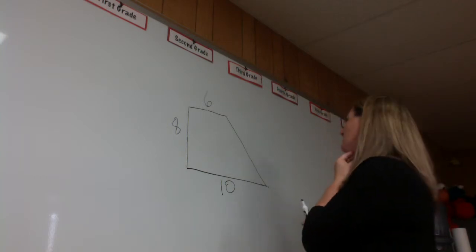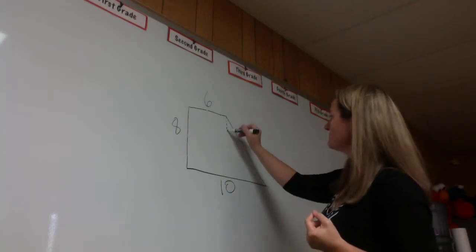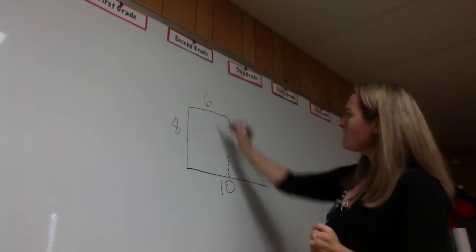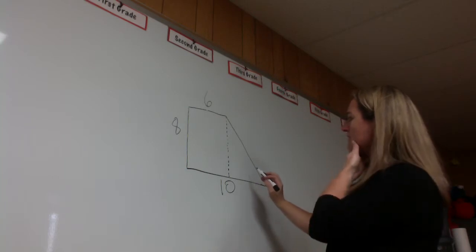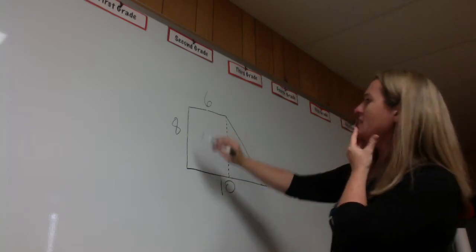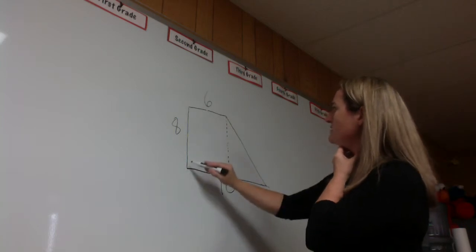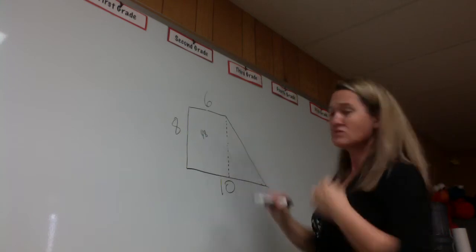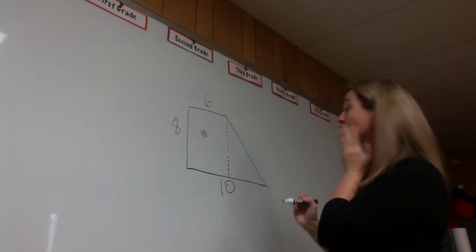Well, this looks kind of like a triangle, so if I draw a line right here, now I've got a rectangle and a triangle. Can I find the area of the rectangle? Well, this is 6. This is 8. That would have to be 48. So the area of the rectangle is 48. Now, I need to figure out the area of the triangle.